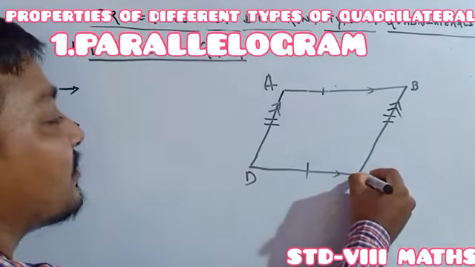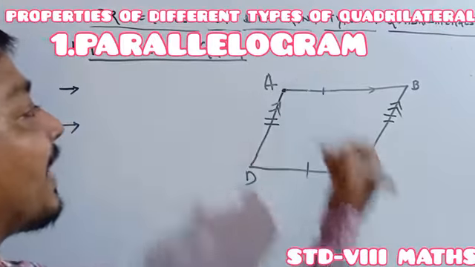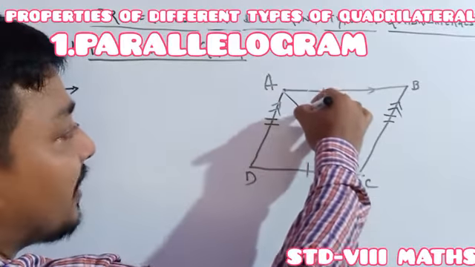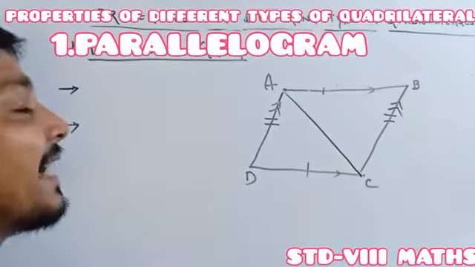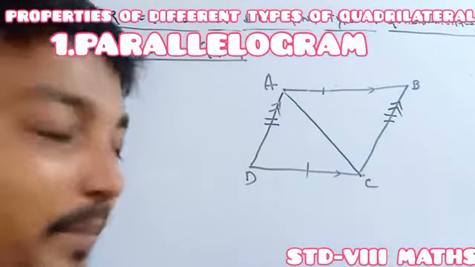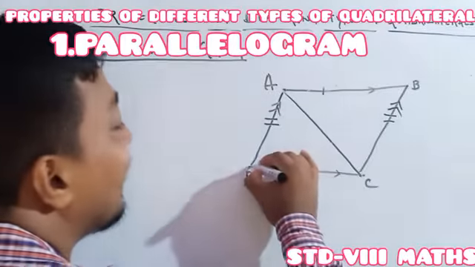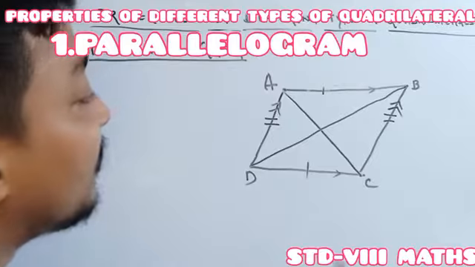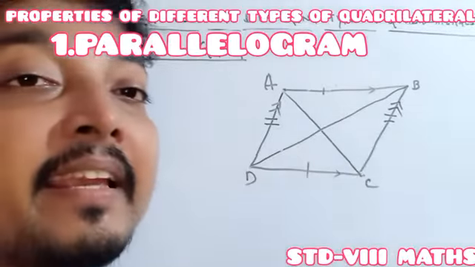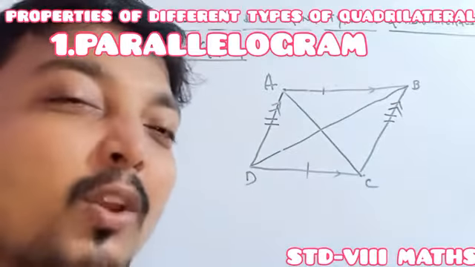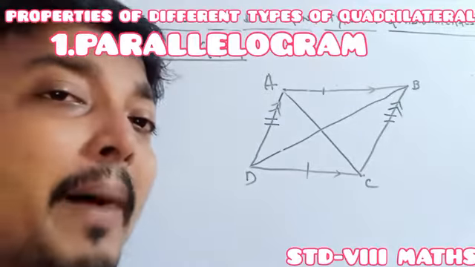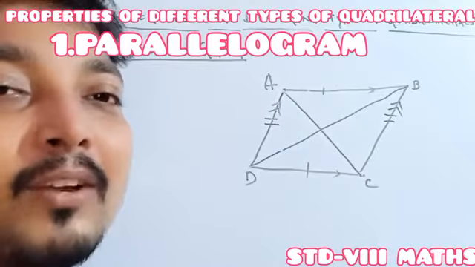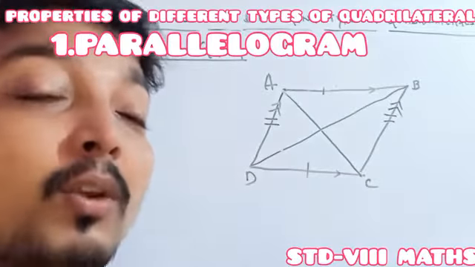Then we will talk about the diagonal. See, this one and this one are non-adjacent vertices. Whenever we join non-adjacent vertices by a line segment, we can call it a diagonal. Understood perfectly? Here is one diagonal, and this is another diagonal. Remember, the two diagonals are not necessarily equal. They may be equal, or may not be equal. In the parallelogram, it is not necessary that both the diagonals should be equal.